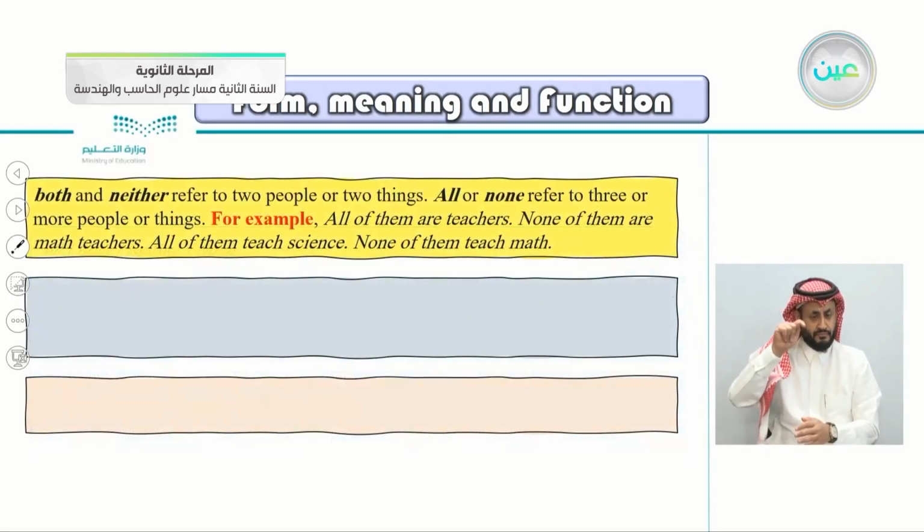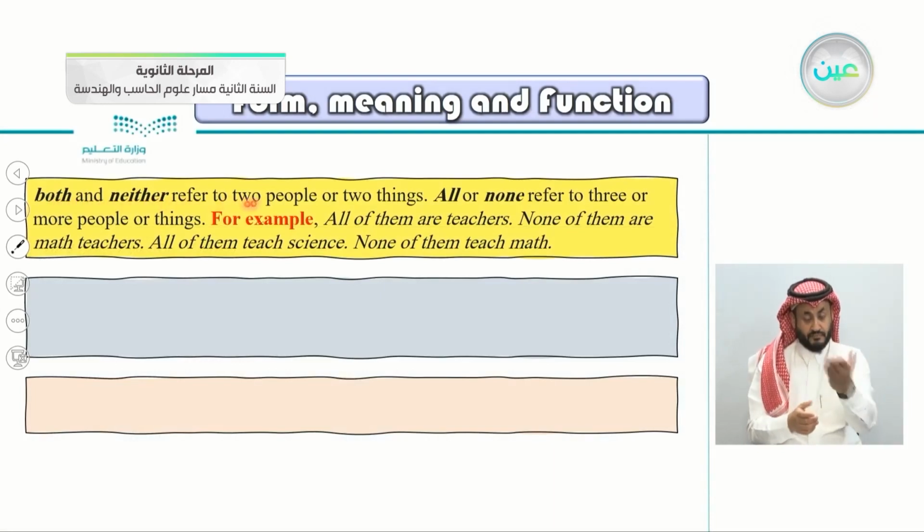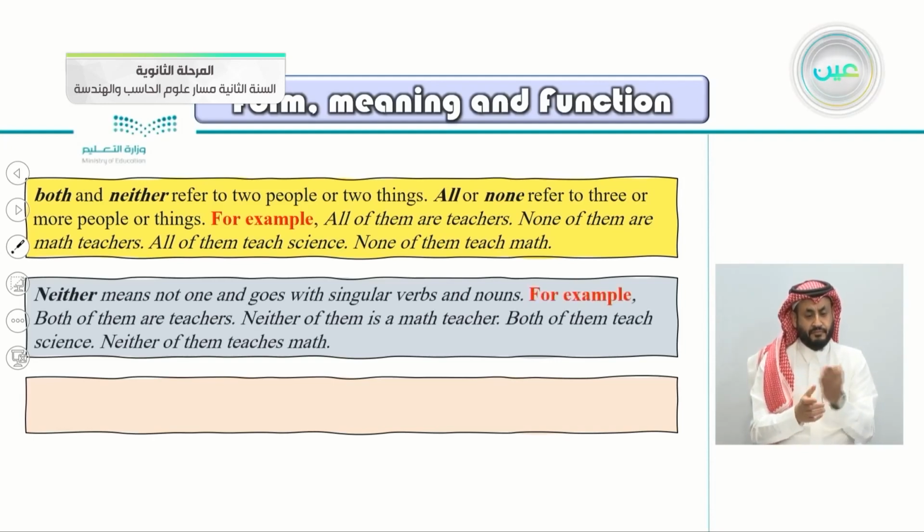Both and neither refer to 2 people or 2 things, as we said before. All or none refer to 3 or more people or things. For example, all of them are teachers, so we have 3 or more teachers. None of them are math teachers. All of them teach science. None of them teach math.